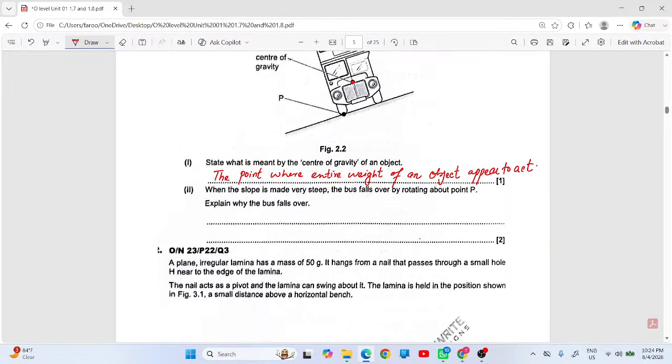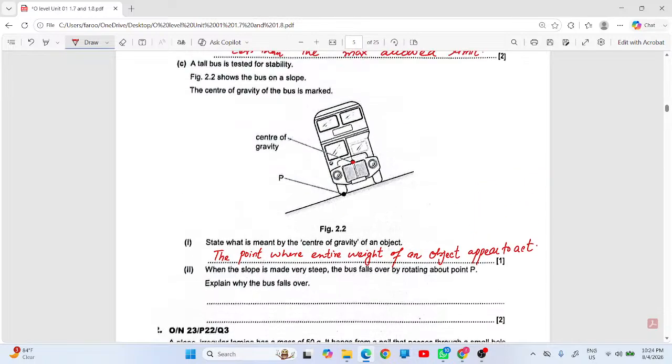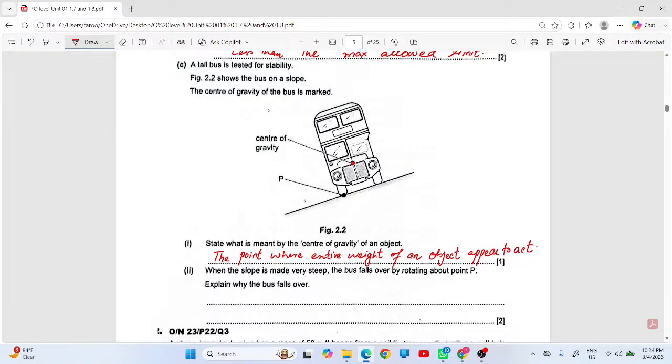Next is when the slope is made very steep, the bus falls over by rotating about P. Explain why the bus falls over. अभी तो बस इस तरह है ना, कहते हैं कि अगर इस बस को स्लोप जो है वो if the slope becomes more steeper, let's suppose ऐसे हो जाता है, mean its angle with the ground becomes greater than, मतलब यहाँ पे अगर देखा जाए तो एंगल थोड़ा कम है, इधर एंगल ज्यादा हो गया, कहते हैं now the bus will topple या रोटेट कर जाएगी, गिर जाएगी.